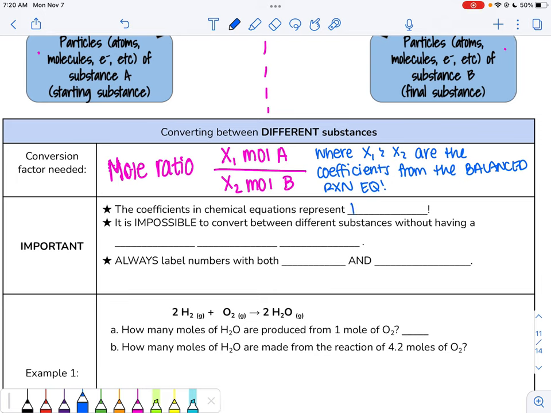So, important, coefficients in chemical reaction equations represent number of moles. It is impossible to convert between different substances without first having a balanced chemical equation.